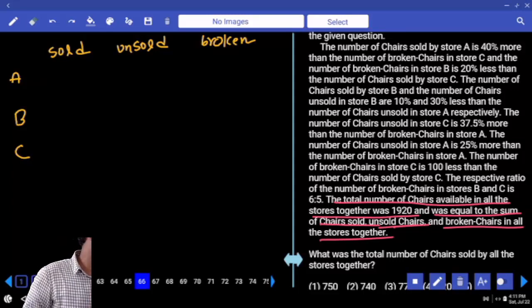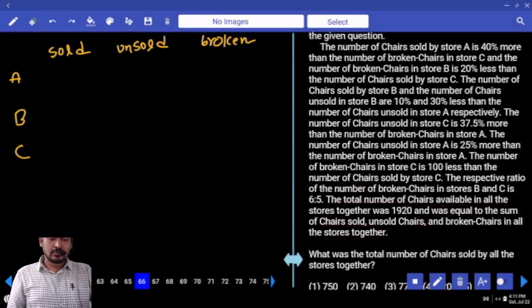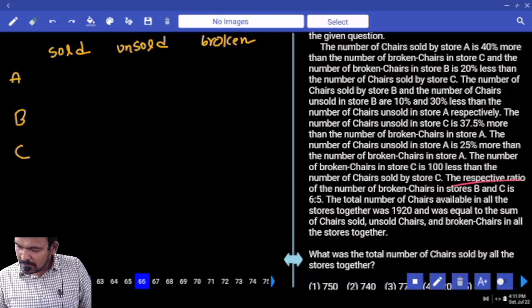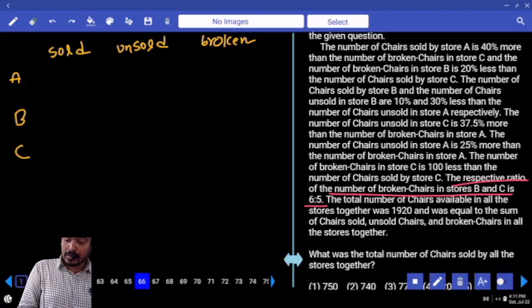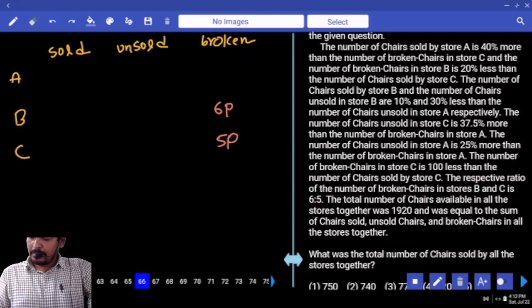Total how many stores are there? 3 stores. What is the total number of chairs? 1920. The respective ratio of the number of broken chairs in store B and C is how much? 6:5. Broken chairs in stores B and C is 6:5. Store B has 6 parts, C 5 parts. What is the previous line?